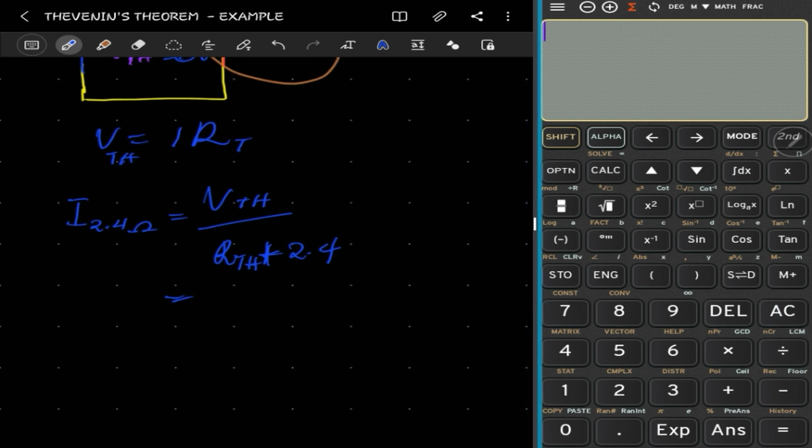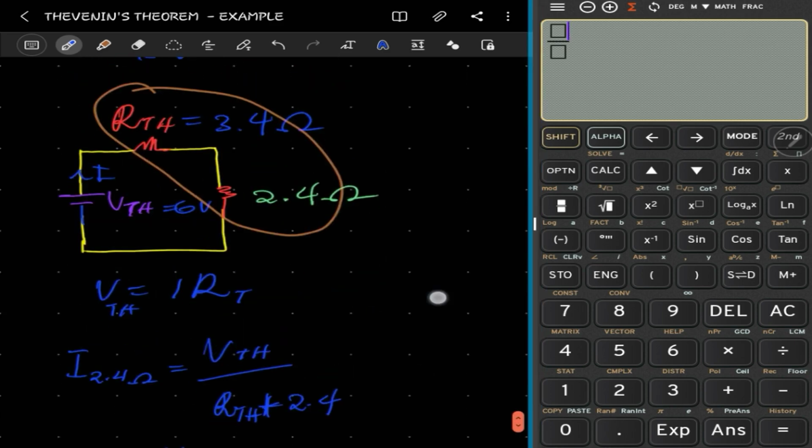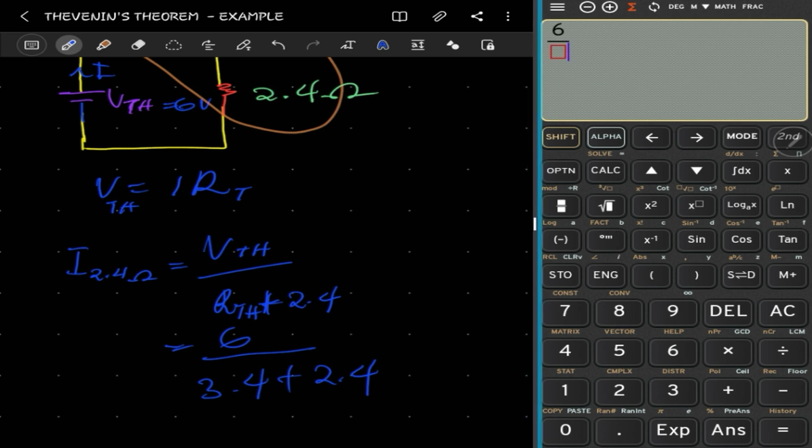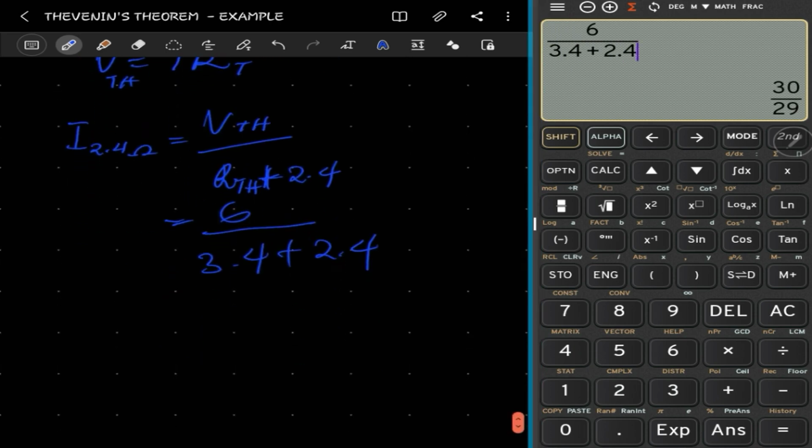So let's see. The whole thing, VTH, we have that to be 6, right? So that's 6 on 3.4 plus 2.4, right? And that gives us 30 on 29 for the current through the 2.4 ohm resistor, depending on what's given. We have to specify, if not in fraction, they'll specify the number of decimal places in the instruction, right? Or if you are not given any, just consider 4 decimal places and be free, right?